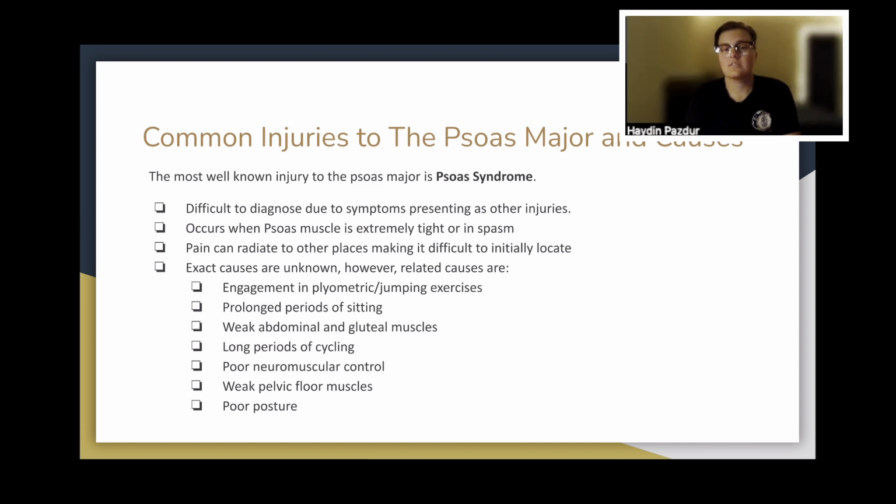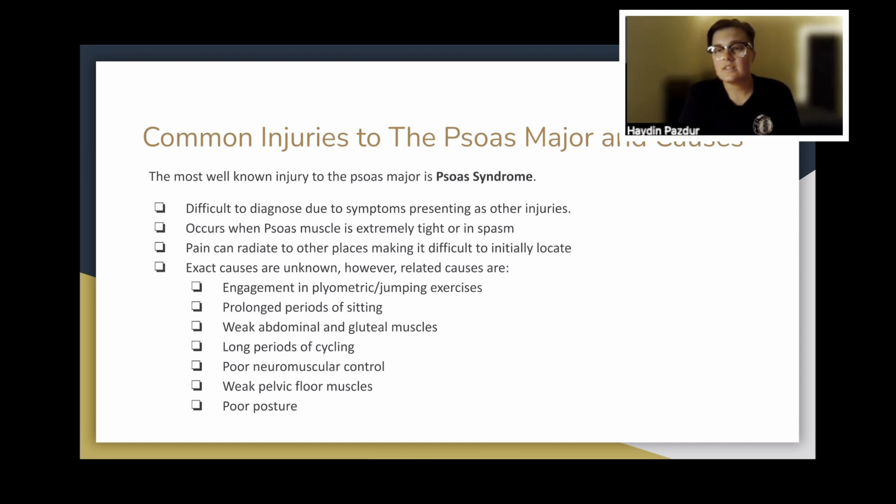This occurs when the psoas muscle is extremely tight or in spasm. This pain can radiate to other places, making it difficult to initially locate and correctly diagnose as psoas syndrome the first time. While we don't know the exact causes of psoas syndrome, related causes that we know of are engagement in plyometric or jumping exercises, prolonged periods of sitting, which is a big one, weak abdominal and gluteal muscles, the supporting muscles, long periods of cycling, poor neuromuscular control, weak pelvic floor muscles, and poor posture.